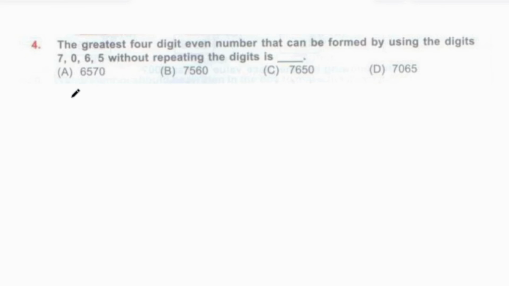So let's first write down these numbers in descending order. Since we have to find the greatest number, let's write down the numbers in descending order, which is 7 followed by 6 followed by 5 followed by 0. If you have this number, that is your answer. Since you have this number, try to find where the number is. It's option C, which is your correct option.